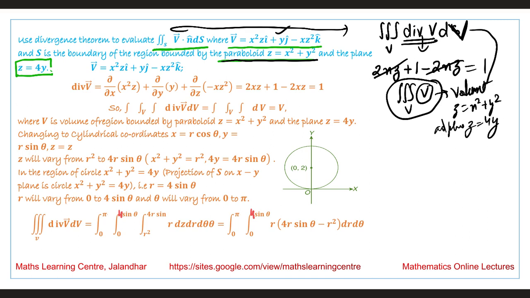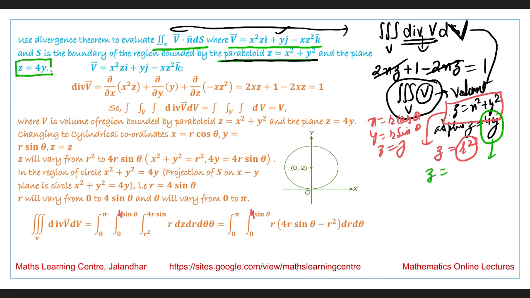and the plane z equals 4y. Now if we use cylindrical coordinates over here, we substitute x equals r cos theta, y equals r sin theta, and z equals z. The equation of the paraboloid transforms to z equals r square. So z is varying from r square up to the plane 4y, which is 4 r sin theta.